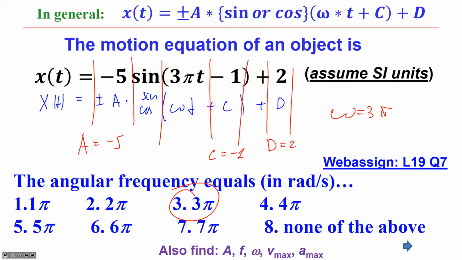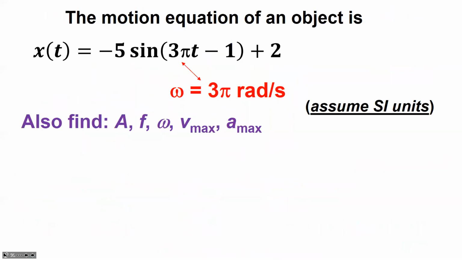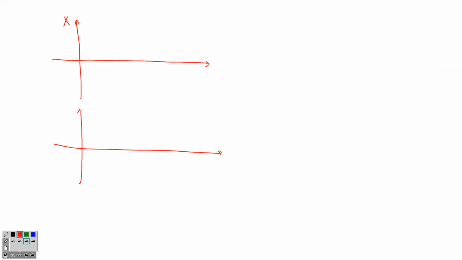Why do we need it? Because now we can calculate many things. For example, first, let's review our knowledge about the relationship between position, velocity, and acceleration.